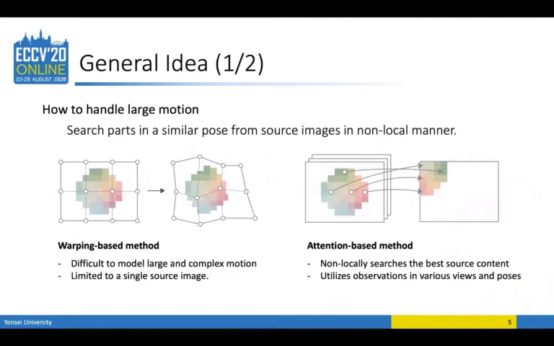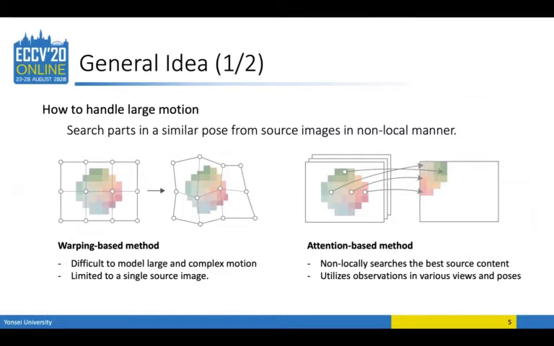In order to handle the difficulty of synthesizing large motion, we propose an attention-based approach for motion transfer. Previous methods commonly take a warping-based approach to extract representations and transfer motion at the same time. However, warping-based methods have difficulty modeling large motion because computing warping flow becomes difficult. Source input is also limited to a single frame.